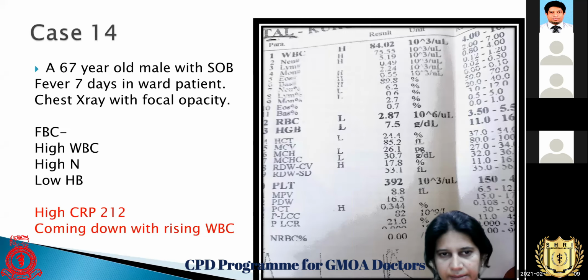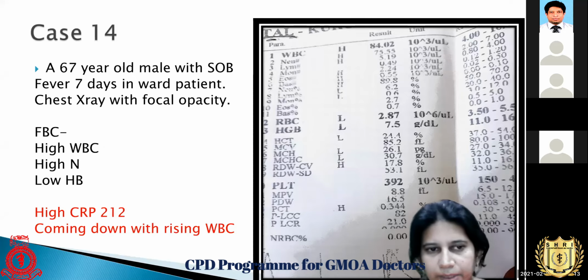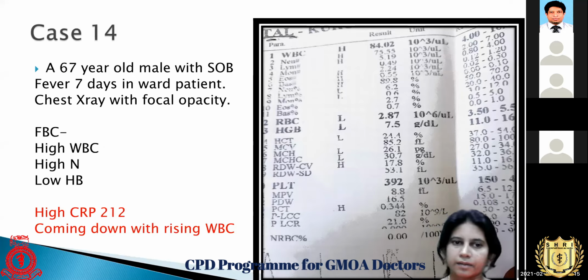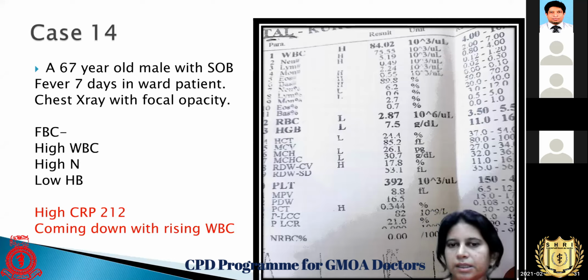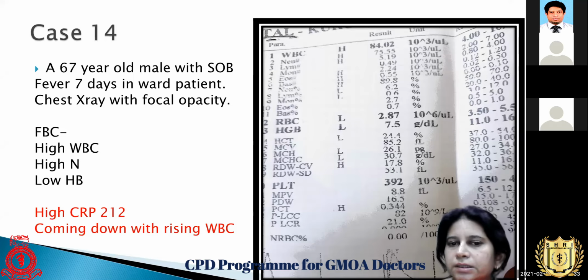Just compare that case with this one. This is a 67-year-old male patient, comes as an inpatient with SOB and fever for 7 days, and chest X-ray with focal opacity, and referred to exclude hematological malignancy because the patient had a very high count. Can you see high WBC 84,000? Here the differential appeared in this full blood count, neutrophil leukocytosis, low RBC, low HB, normal platelets.